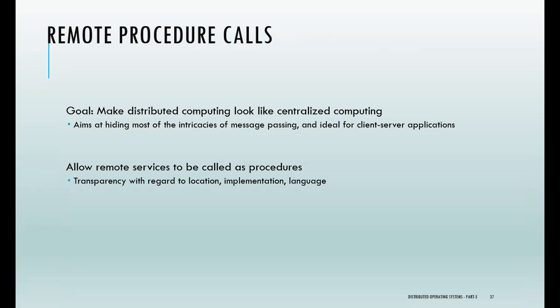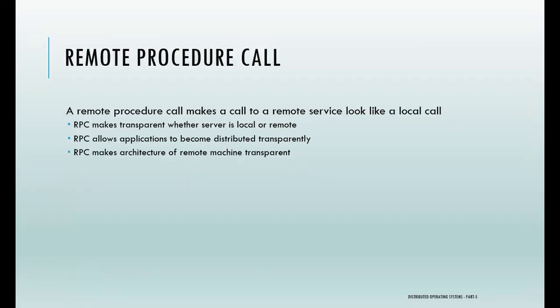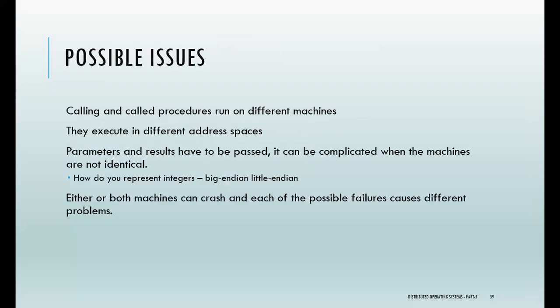The goal of remote procedure call is to make distributed computing look like centralized computing. It aims at hiding most of the intricacies of message passing and is ideal for client-server applications. It allows remote services to be called as procedures, with transparency with regard to location, implementation, and language. It makes it transparent whether the server is local or remote. It allows applications to become distributed transparently. It makes the architecture of the remote machine transparent.